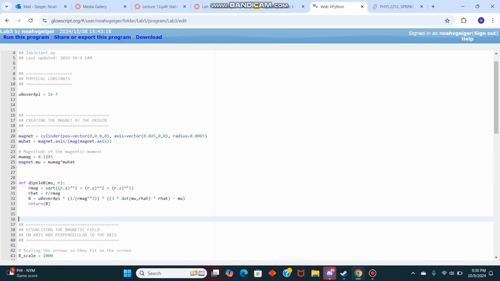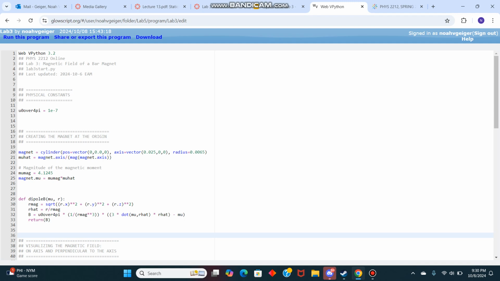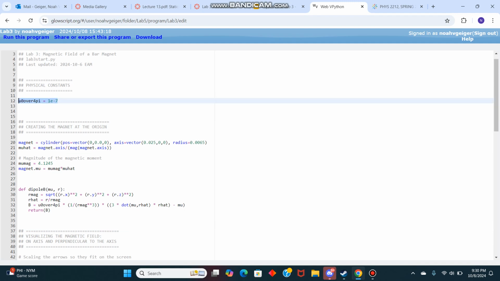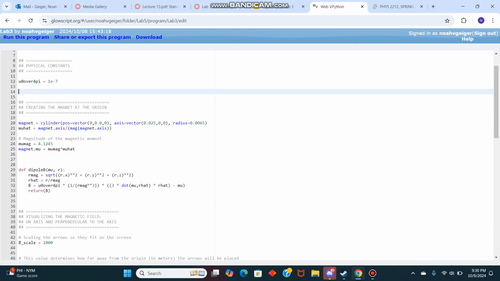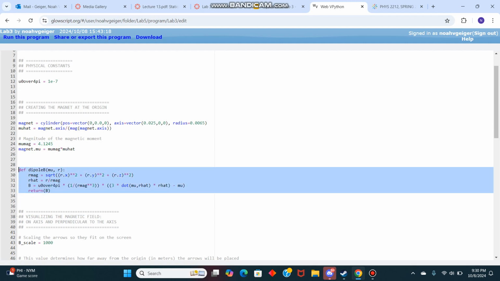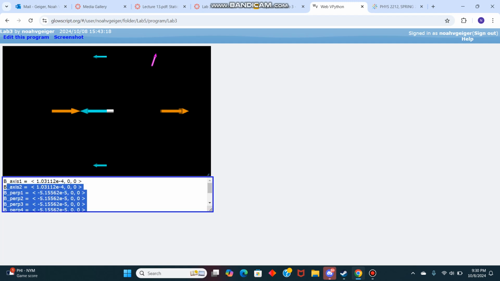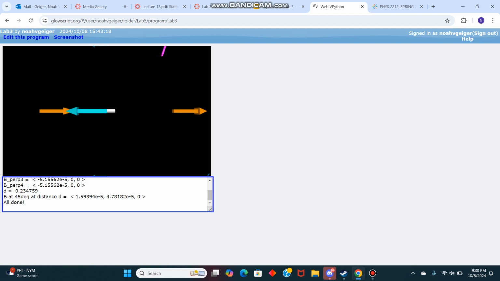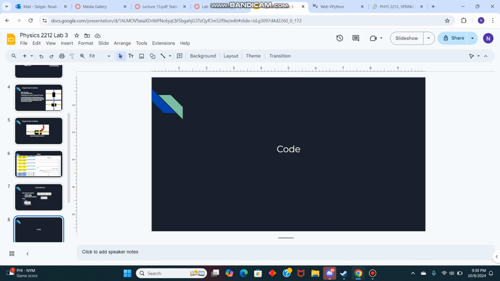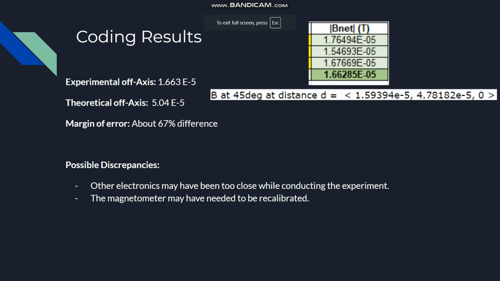So for the code, we're going to go to Python here. Basically, it's very simple. You put in your constant right there, you put in what you found for your mu, and there's the code here. That's going to calculate your perpendicular and your degree distance. So we have all our data right here, and it's going to give us a nice little visual. The hardest part of this was probably the scaling, figuring out how to code the scaling. So a little bit of detail here.